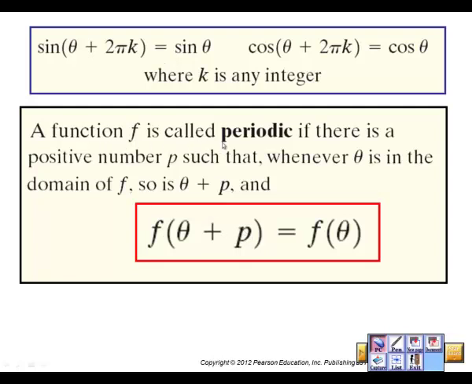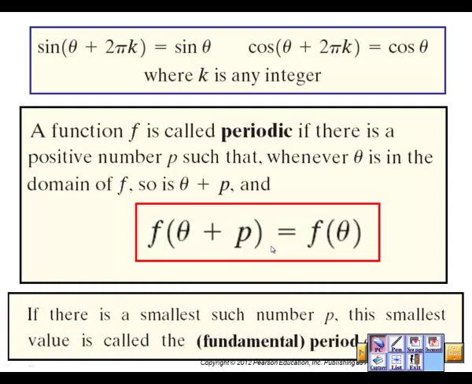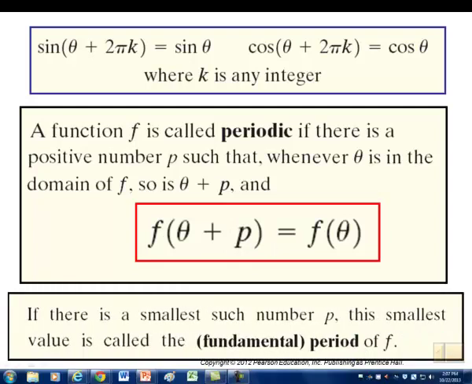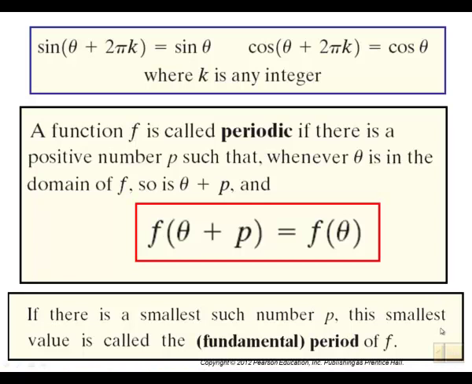Okay, so a function f is called periodic if there is a positive number p such that whenever theta is in the domain of f, so is theta plus p. So we're looking at this 2 pi k here. That would be your p, the number of periods, the number of times that you would go around the unit circle. And you would use the smallest value, since the angles are coterminal. We said before that the angles were coterminal, and so you would just use the smallest value because they're always going to be the same.